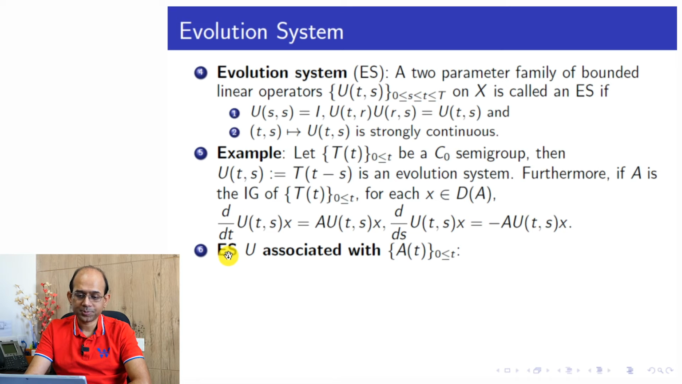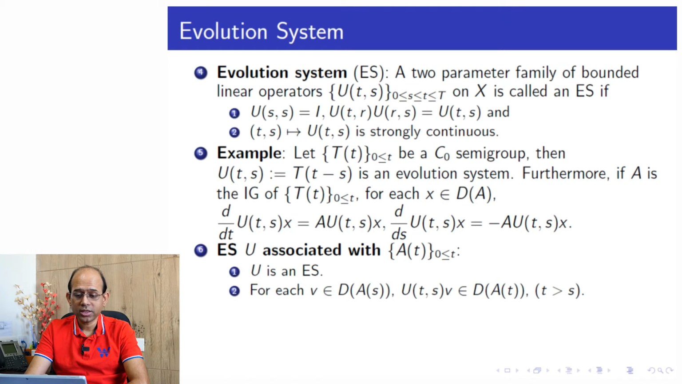Okay, next point is the evolution system associated with A(t). This is the thing we are going to see now today: what do we mean by an evolution system associated with a family of operators. See, there is no single operator, but a family of operators A(t), t greater than or equal to 0. So the first thing is that this U should be an evolution system, a two-parameter family which satisfies these conditions. And then for each small v in the domain of A(s), remember here A is not a single one, there are plenty of A's.